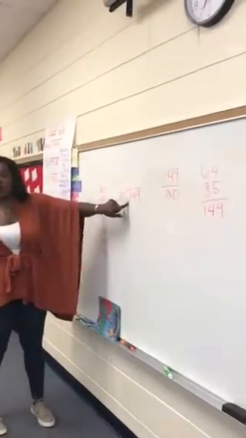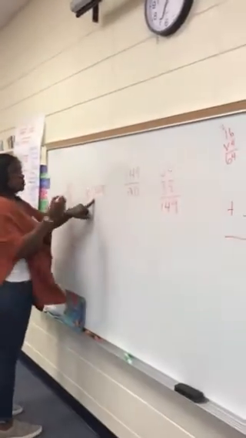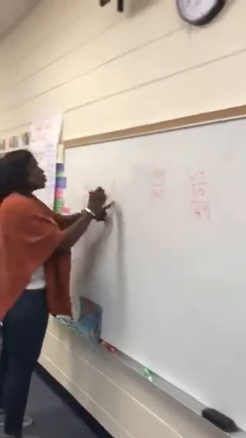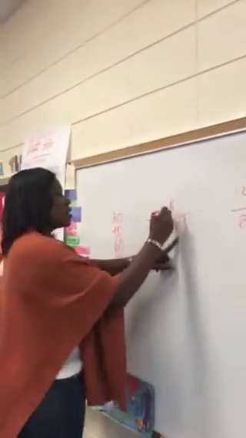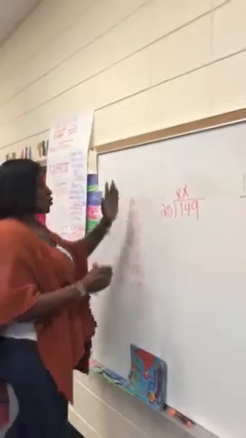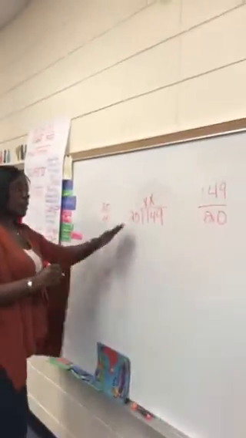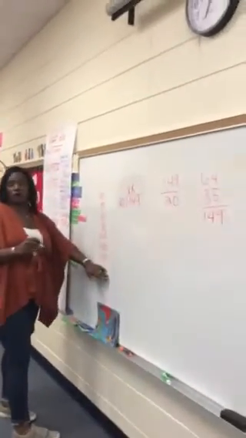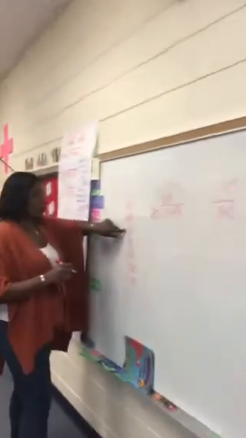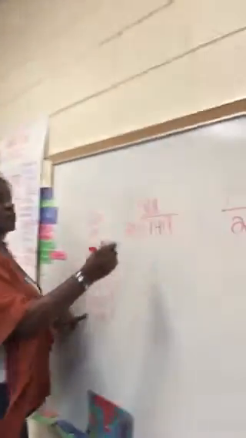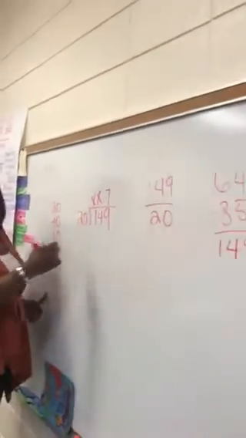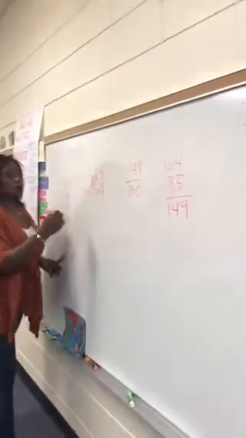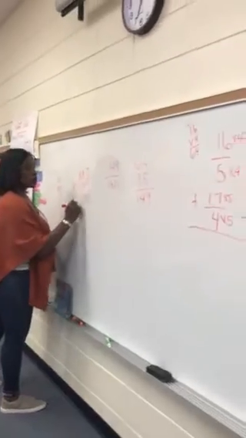So, 20 divided into 1? No. What goes over my 1? X. 20 divided into 14? No. What goes over my 4? X. Okay, so which one of these multiples will get me closest to 149 without going over? 140. So that's 1, 2, 3, 4, 5, 6, 7. So I have 7. What's 20 times 7? 140.